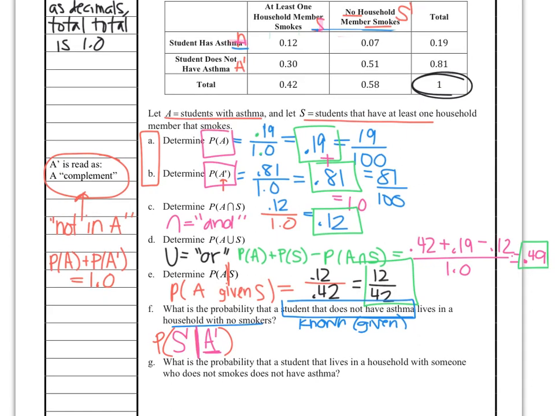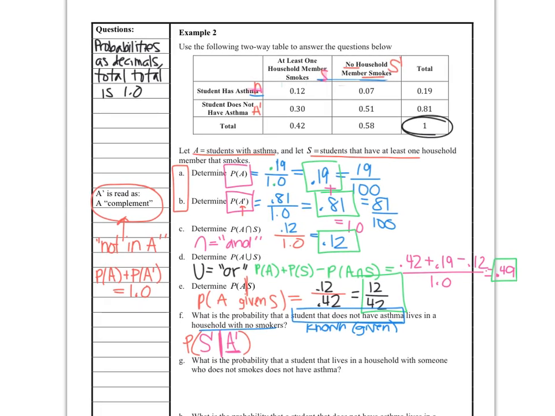So when we look back at our table, we are given the fact that they are a student without asthma. So we're focusing right here in this row. And then again, we know that they are in a non-smoker household. Out of all the students that don't have asthma, how many don't live in a smoker household? So then those two become my decimals in the fraction, so 0.51 out of 0.81.